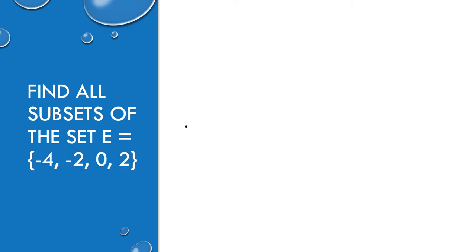Okay, one other example. This time the original set has 4 elements. So as I start, I'm going to expect to have 2 to the 4th for the number of subsets. If you plug it in your calculator or do the multiplication, you're going to get 16. So this one is getting kind of long in that we have to list out 16 different subsets.